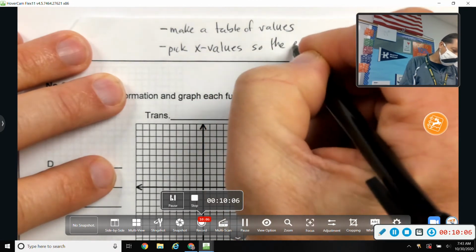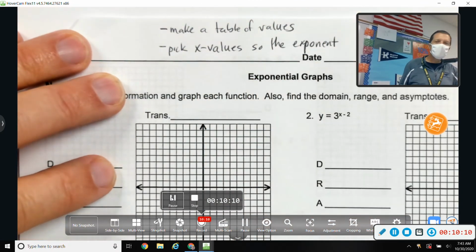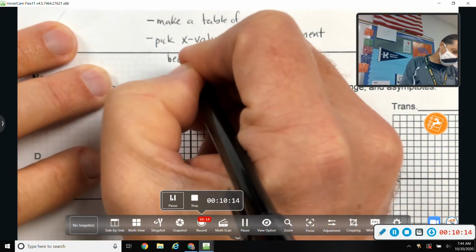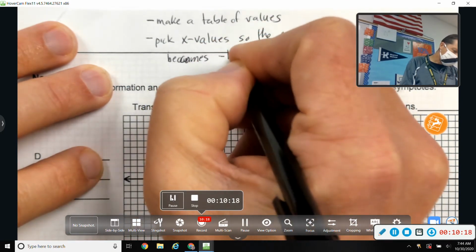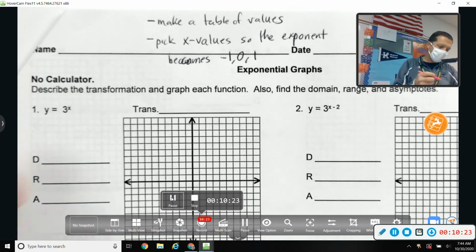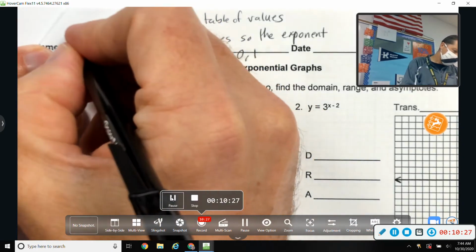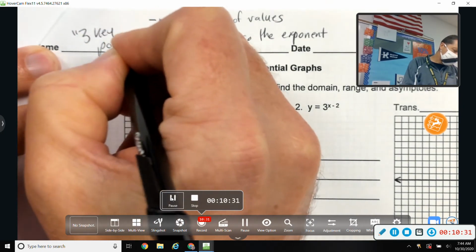so the exponent becomes -1, 0, and 1. And that's what we're going to call our 3 key points.